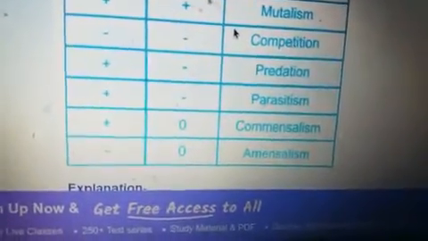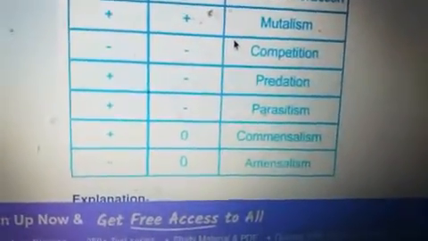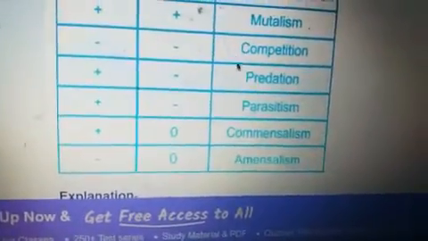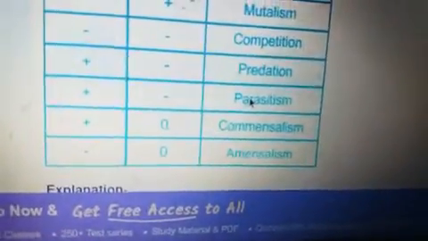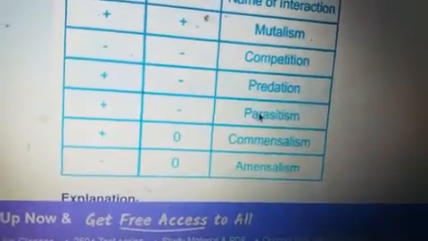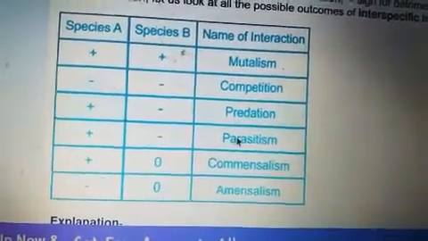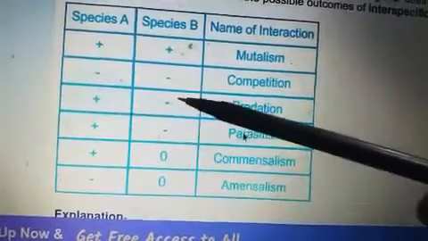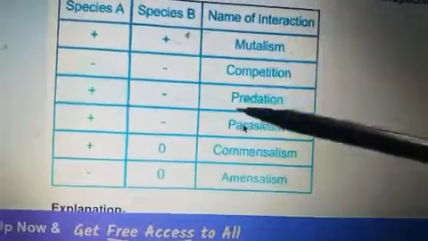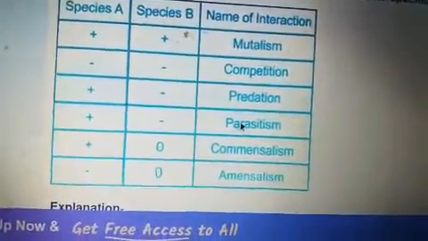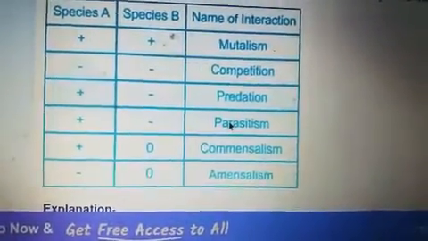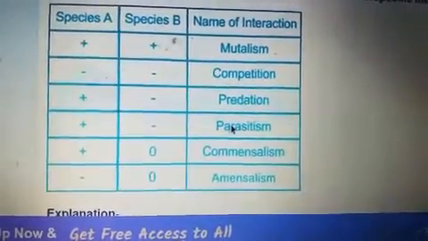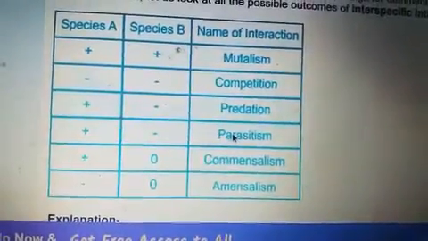In commensalism, one organism is benefited and another one is unaffected. In predation and parasitism, one organism has the benefits and the other has harmful effects, that we can see. So now I'll tell some MCQs regarding this topic.